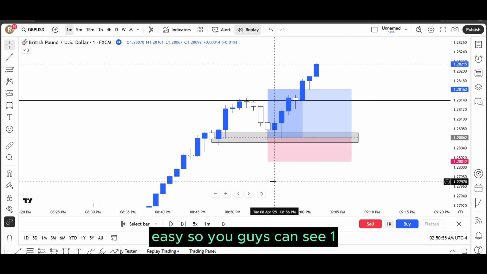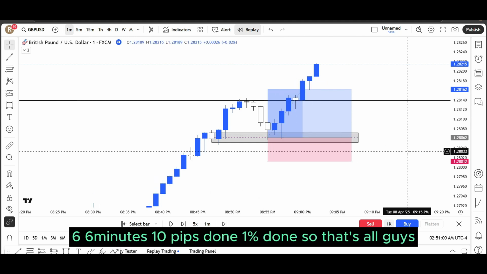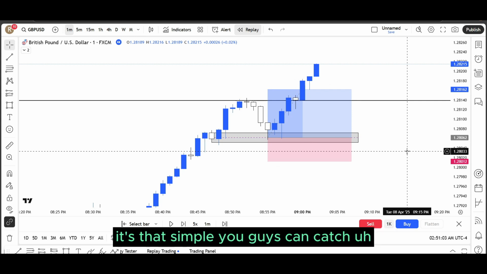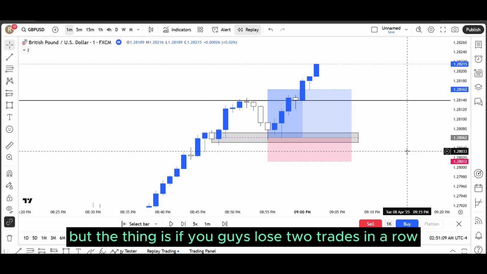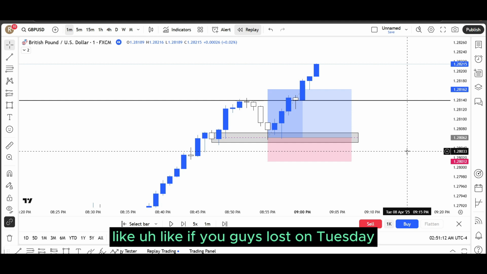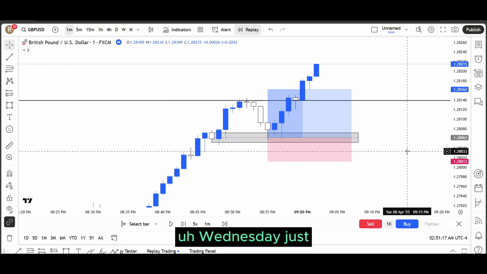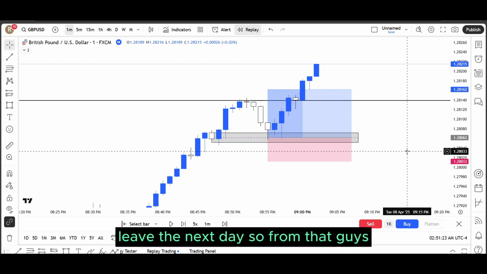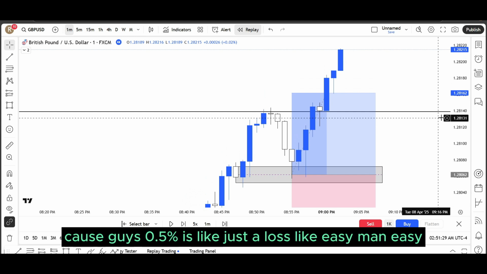Easy. So you can see 1, 2, 3, 4, 5, 6 minutes, 10 pips done, 1% done. So that's all, guys. It's that simple. You can catch these types of trades like 2 to 3 times a week. But the thing is, if you lose 2 trades in a row, like if you lost on Tuesday and you made the same mistake and lost on Wednesday, just leave Thursday. Leave the next day. From that, you might be able to recover soon, because 0.5% is just a loss. Like, easy, man, easy.